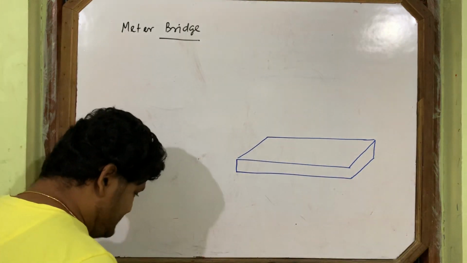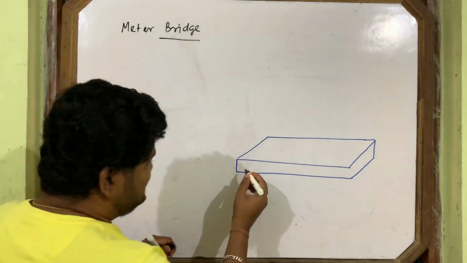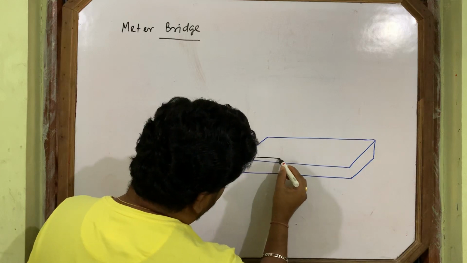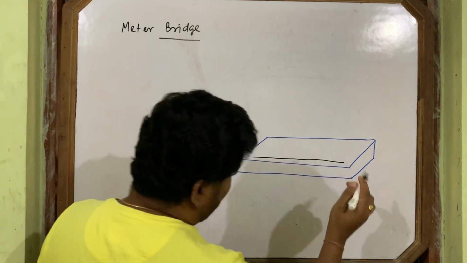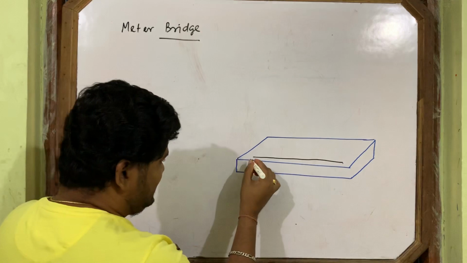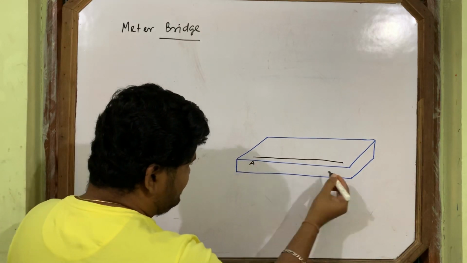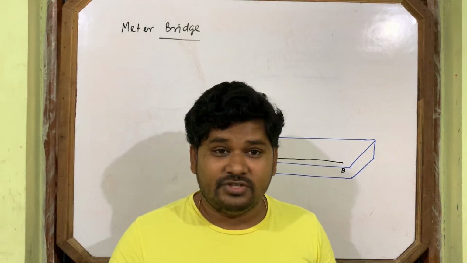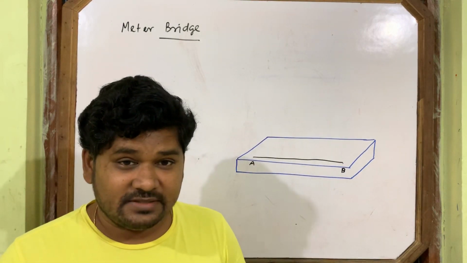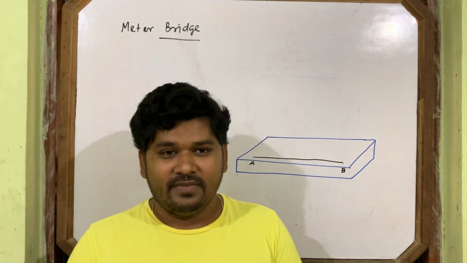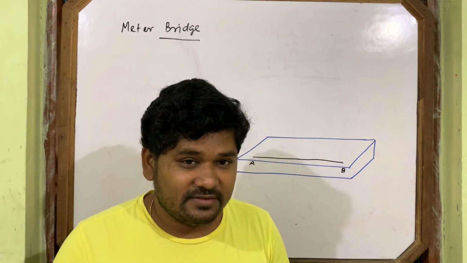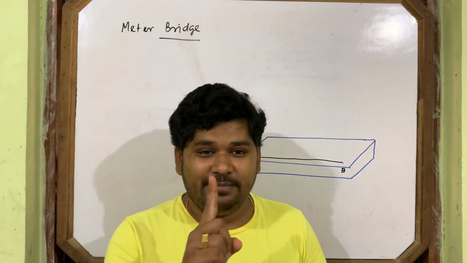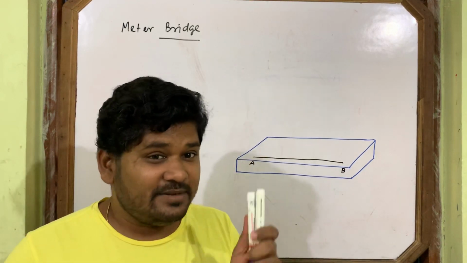Then what is there? Why is this called a meter bridge? One wire is connected here. This is the wire. I am just writing the name of the wire, A B. This wire is important. This is the main hero of this experiment. How many meters long is this wire? It's 1 meter long, 100 centimeters. That's why the name is meter bridge.